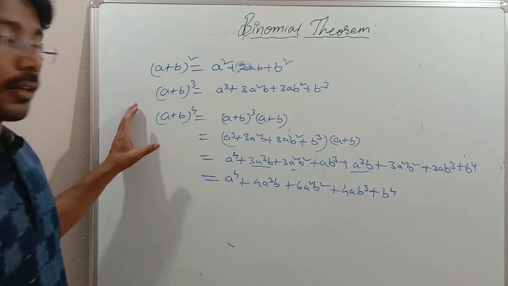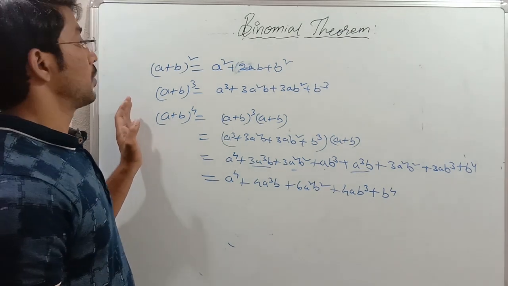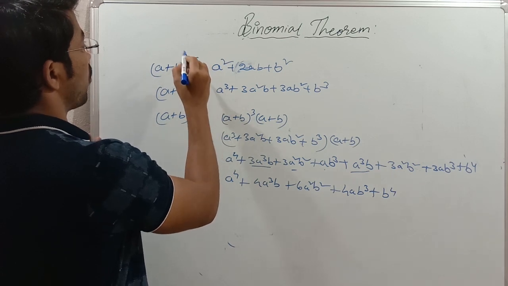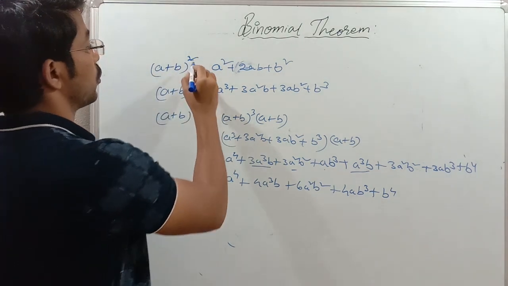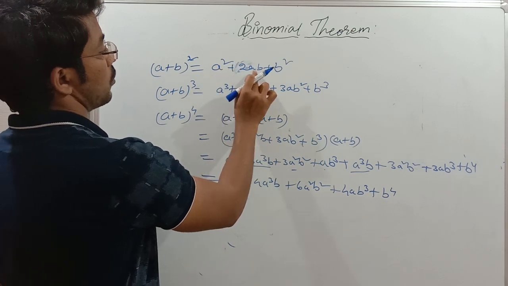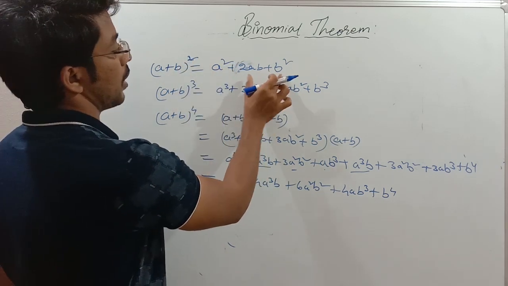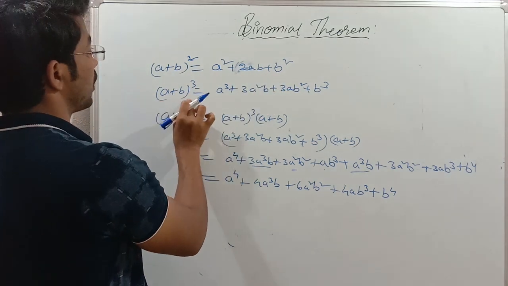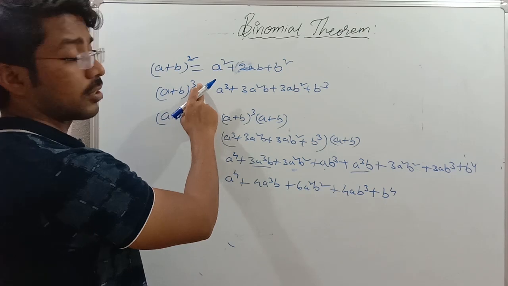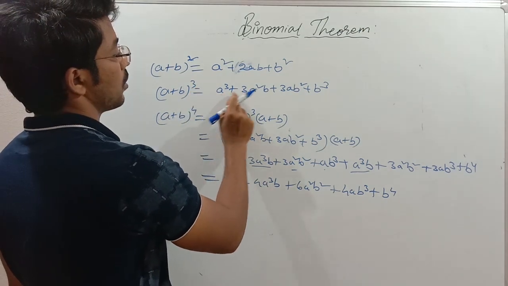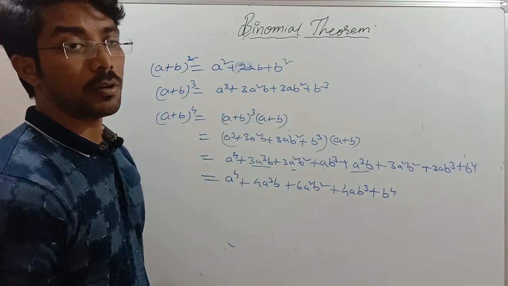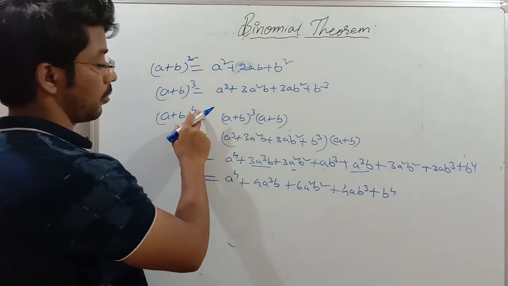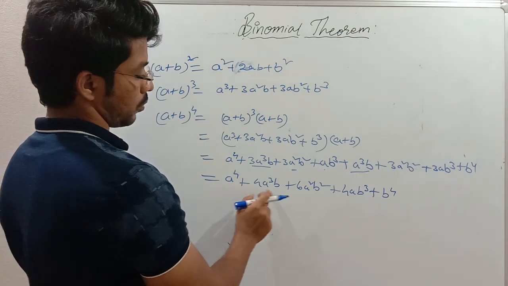If you observe carefully, we can notice some similar things. Compare the index here. What is the index of a plus b whole square? 2. Count the number of terms: 1, 2, 3. So the index is 2 and the number of terms is 3 in the expansion. Now if we consider a plus b whole cube, the index is 3 and the number of terms is 1, 2, 3, 4, so 4 terms. If we consider a plus b whole power 4, the index is 4 and the number of terms is 1, 2, 3, 4, 5.